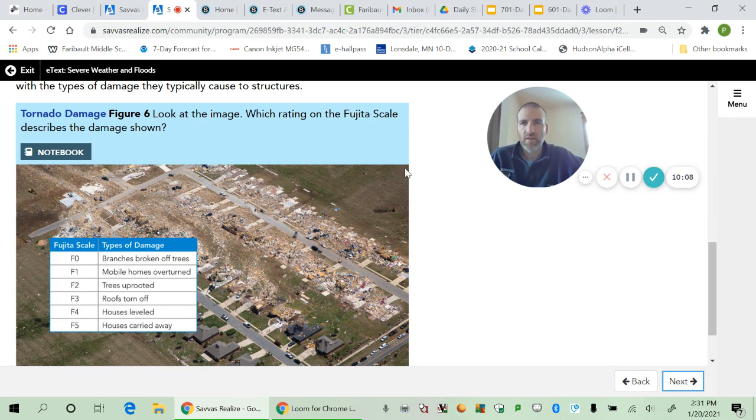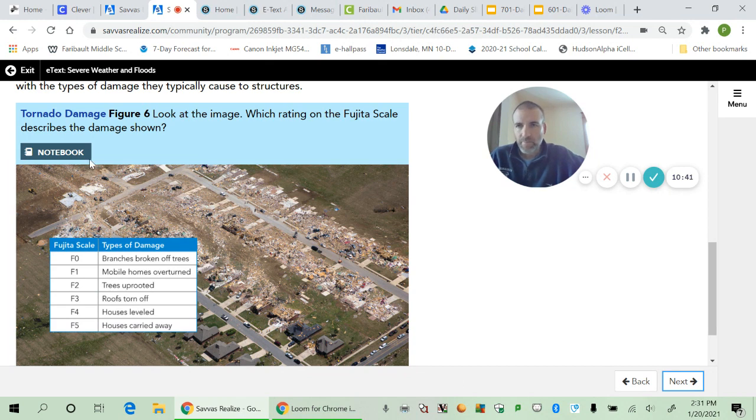It says to look at this image, and they're talking in this image about the Fujita scale, which is the scale used to talk about the wind speeds of tornadoes. And so if you look at this picture, you are asked to pick which rating is shown in the picture. If you look down below, you can see that you've got some houses that are partially destroyed, but you can see this row right here, they are completely gone.